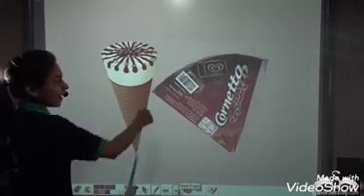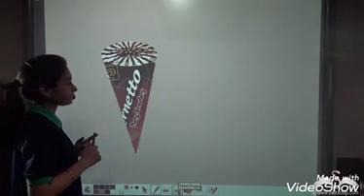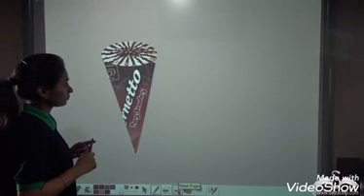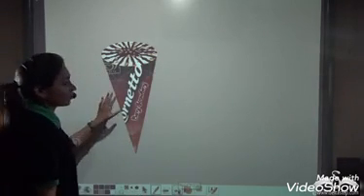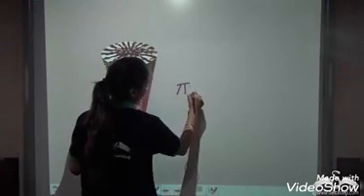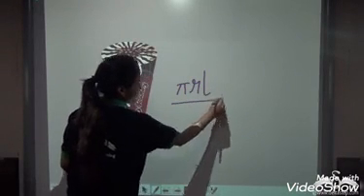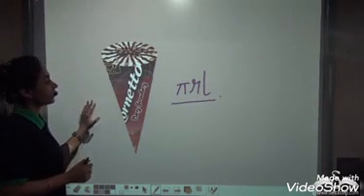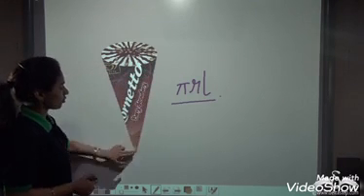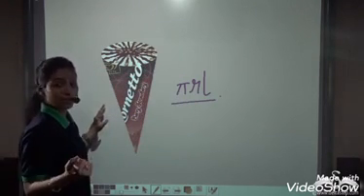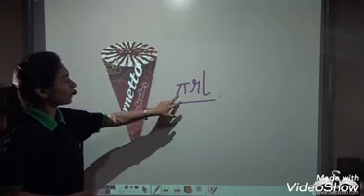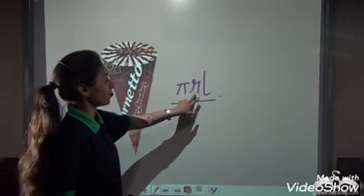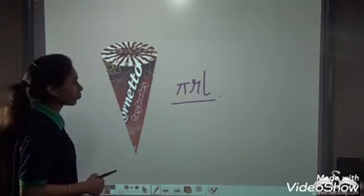See, this paper is acting as that sector of the circle. So the area of this paper is actually what? Pi r l. We have just now found out this, that area of the curved surface of this cone is pi r l. So these companies, what they do, they calculate the area of this paper by putting in the formula pi r l. That is the curved surface area of the cone.